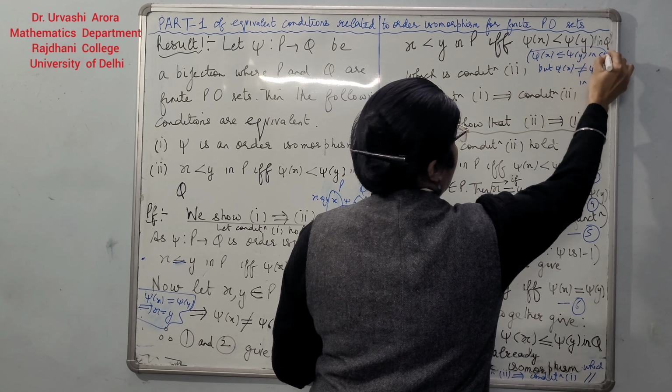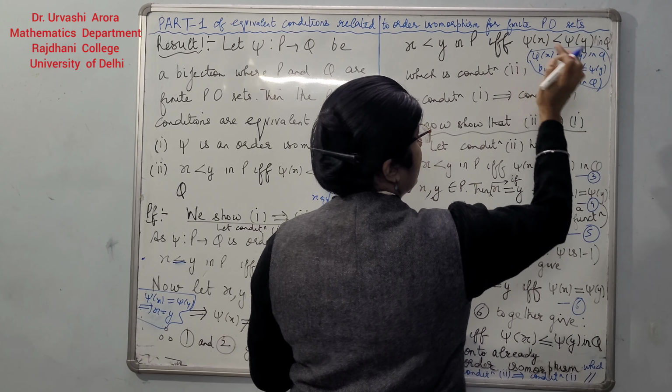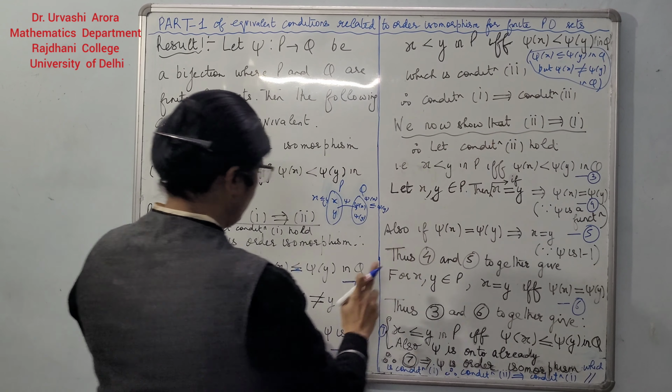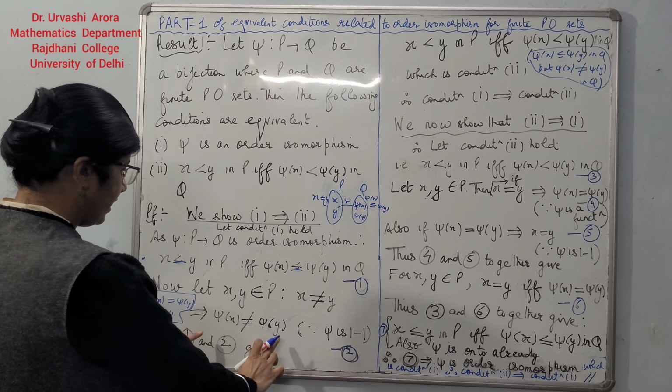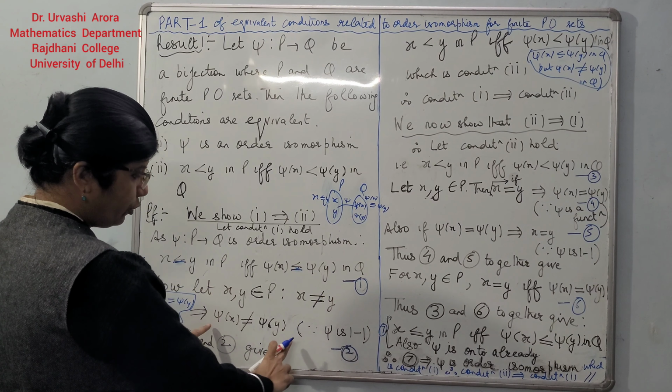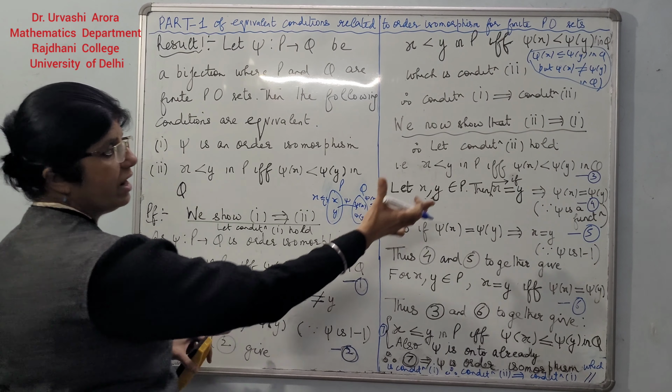So these two facts we are combining as one, and we are writing like this. This fact was already true from here by 1, and this fact that psi x is not equal to psi y, this is true from 2, and 1 and 2 we have taken together.